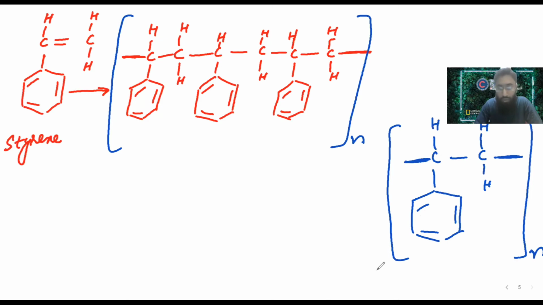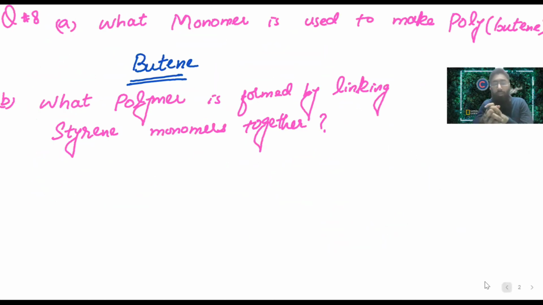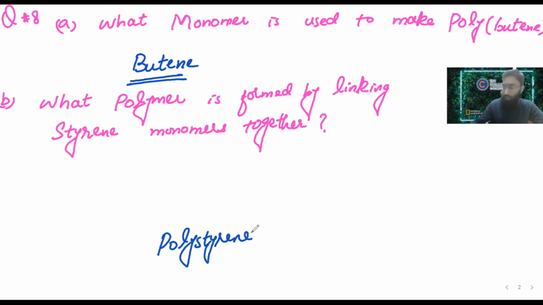So this is the answer of this question, and the question is, what polymer is formed by linking styrene monomer together? The answer is polystyrene. The simple answer is polystyrene. But if you draw the structure, this will definitely help you to get good marks.